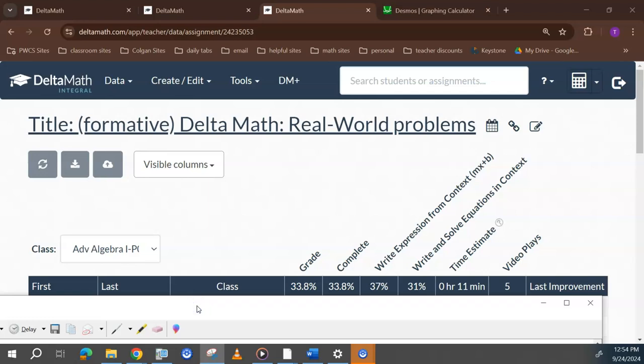And then we also did not meet our 50% goal for the real rule problems. Again, formative, so it is affecting your grade. We need to go back and finish those, email me so that I can update your grade, but as well as practice those for your upcoming quiz and tests.